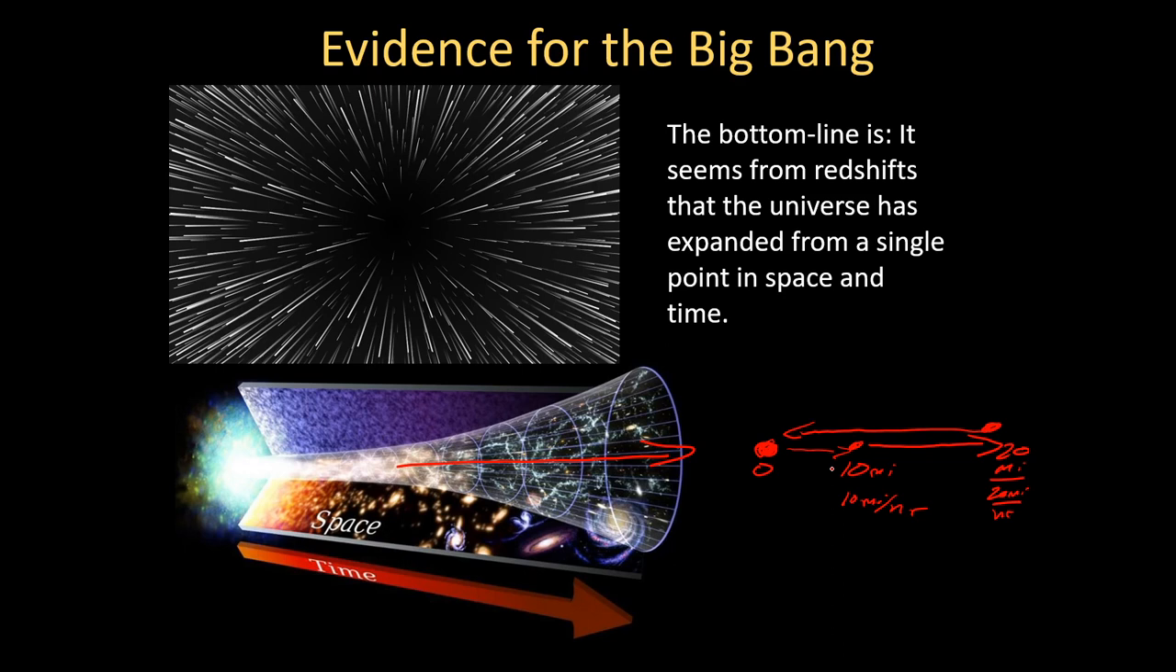So basically, this is what I'm trying to tell you all, is that if you extrapolate backwards and go back, kind of rewind the tape, you realize that we would all be starting off at the same point, all of the stars and all of the galaxies. Okay, so that's what we learned from redshifts. So the bottom line is, it seems that from redshifts the universe has expanded from a single point in both space and time.